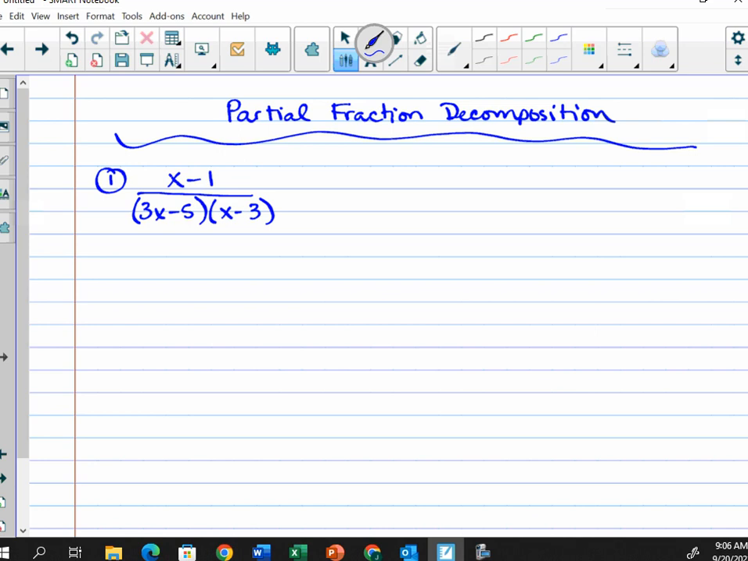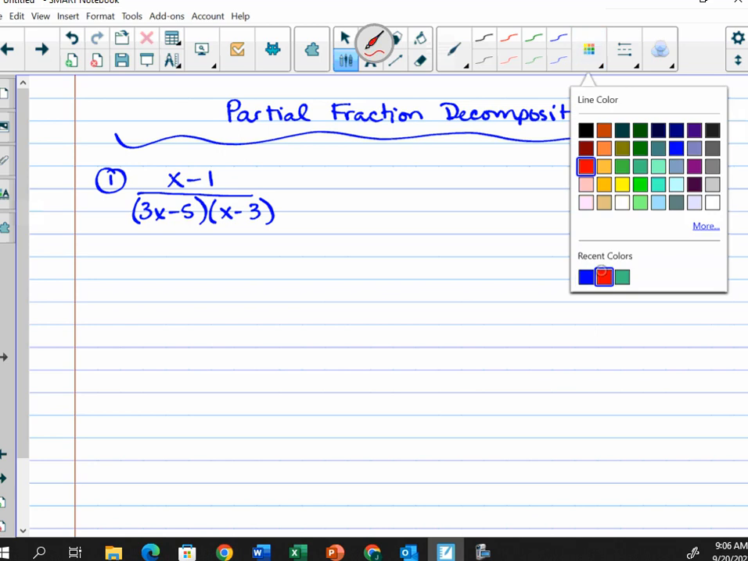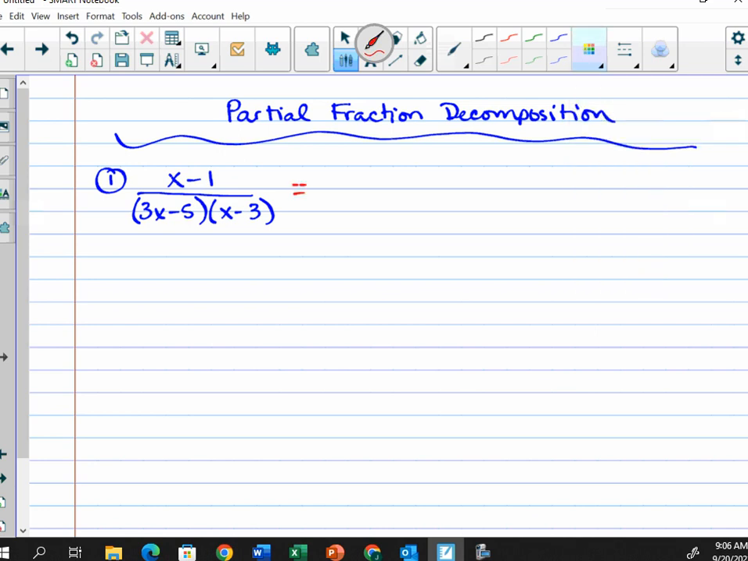So we are going to start, just show you the first one. We're going to say it is A over 3x minus 5 plus B over x minus 3. Those are the two denominators that we would have started with if we had two separate fractions. We don't know the numerators, so we're just calling them A and B. And that's what you're going to find, the values of A and B to make this true. Okay?